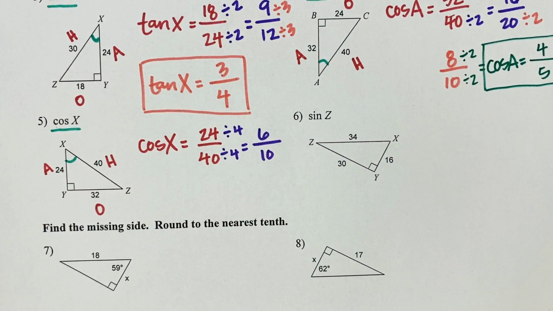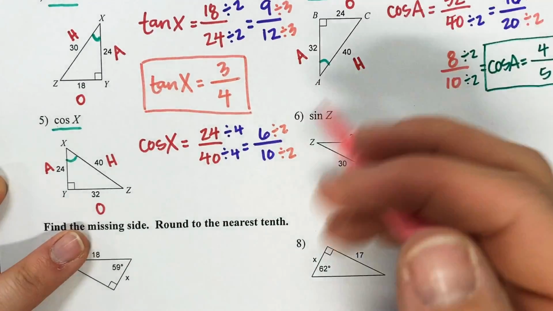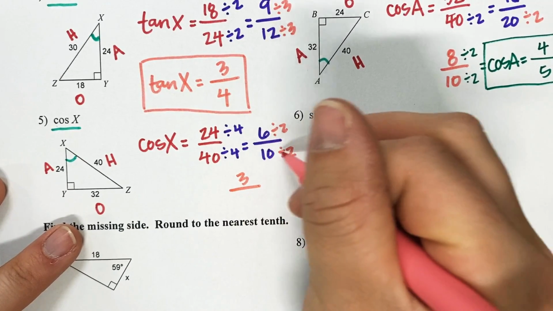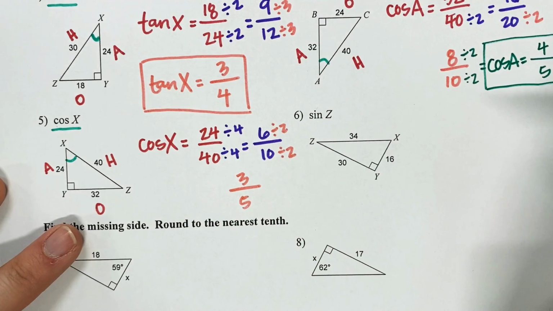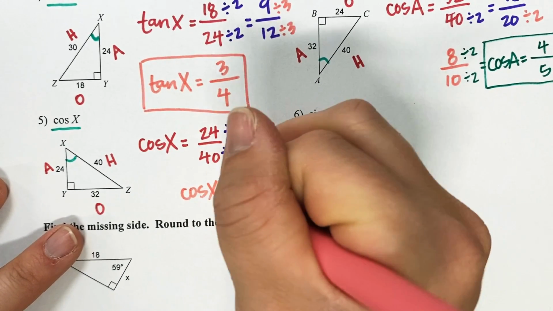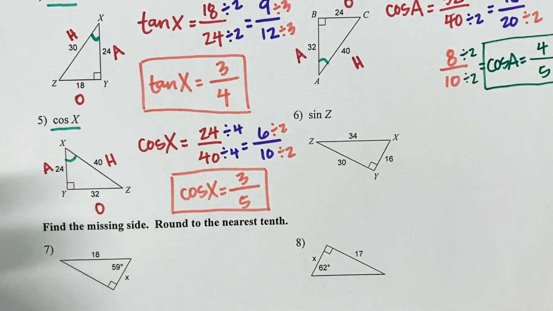Okay, can we reduce it even more? Yes, we can. We can divide each one of these by 2 again. 6 divided by 2 is 3, and 10 divided by 2 is 5. Okay, we can't reduce that anymore, so we know that cosine of x equals 3 over 5. Beautiful.